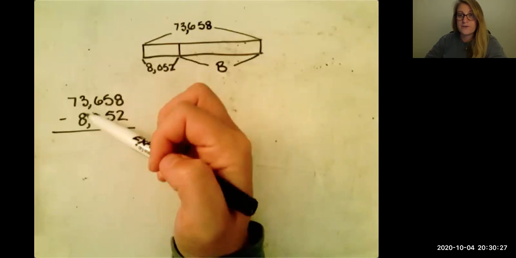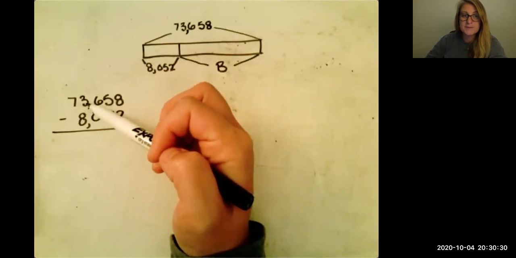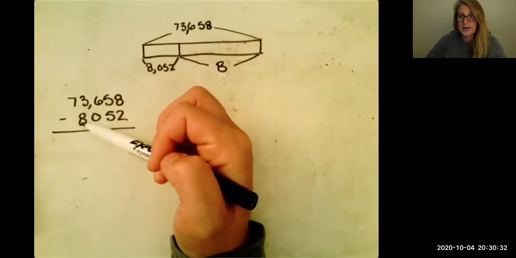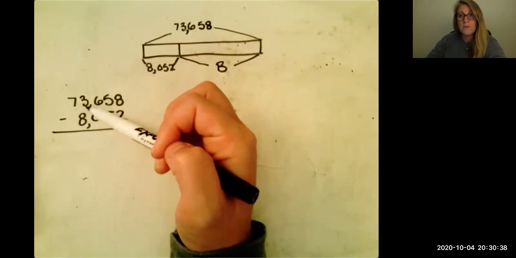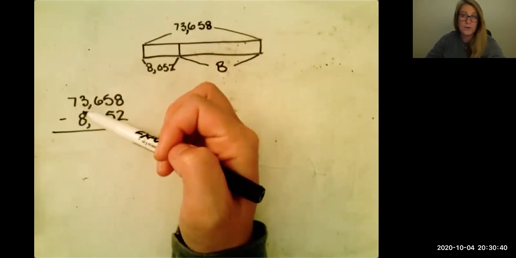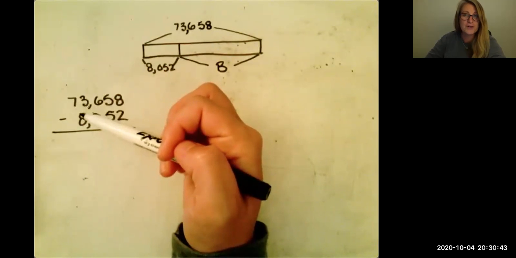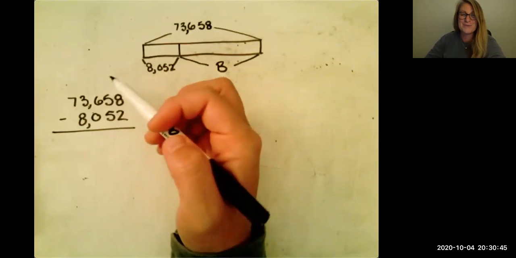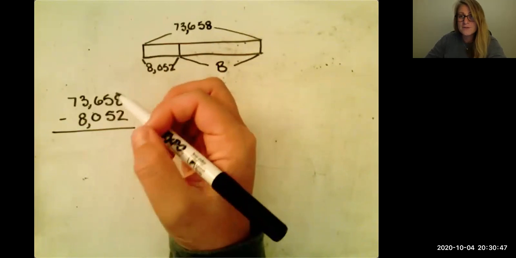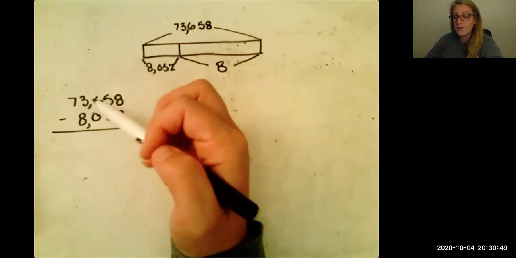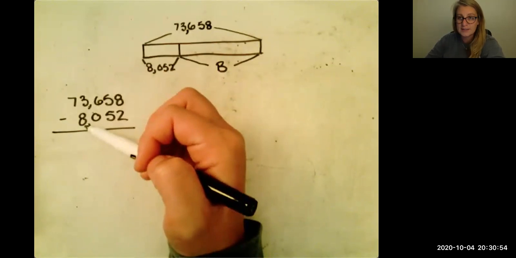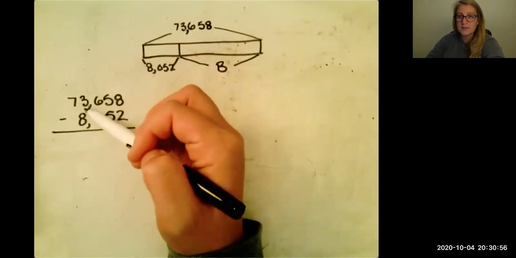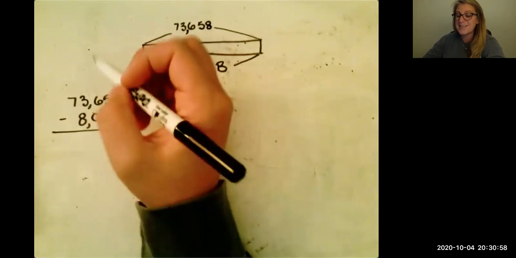We cannot. We are not ready to subtract in our thousands place because our 3 is less than our 8, and we cannot take away something greater from something smaller without getting a negative number, and we don't want negative numbers in our 4th grade subtraction problems right now. So we're going to have to borrow. Where are we going to get 10 more thousands for our thousands place? We need to borrow them from our 10,000s place.